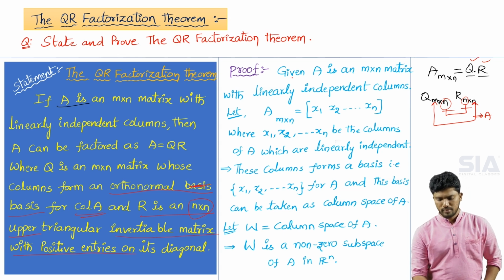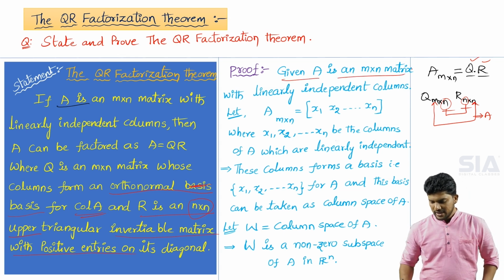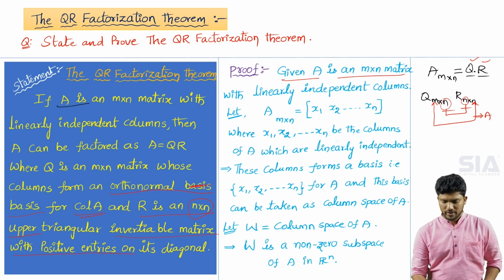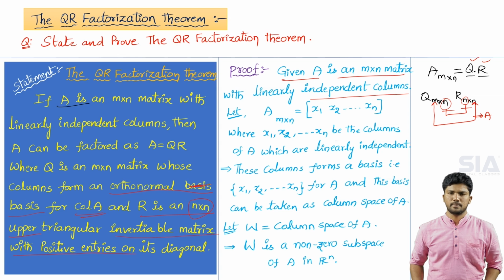So now observe the proof. Given capital A is an m by n matrix with linearly independent columns.